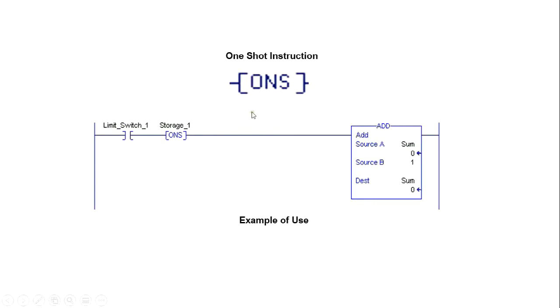You have a one-shot instruction also, where if the switch in front of it goes from false to true, the one shot will execute for one scan only, and it will execute the add instruction. It won't execute again until the rung goes again from false to true.